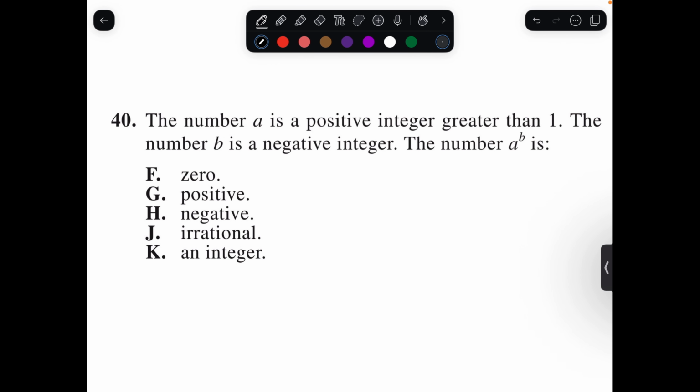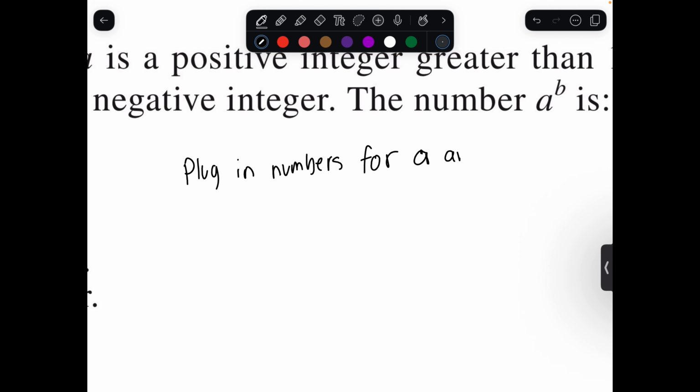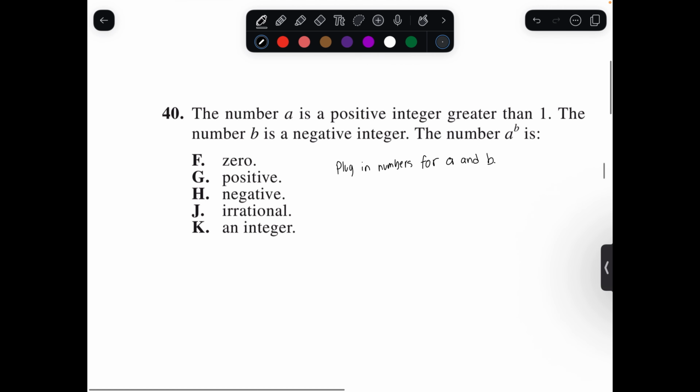On to question 40, which says the number a is a positive integer greater than 1. The number b is a negative integer. The number a^b is... So for this question, my tip is to just plug in numbers for a and b. Why? Well, because using numbers is much easier than having to work with variables. So I would always use numbers instead of variables.